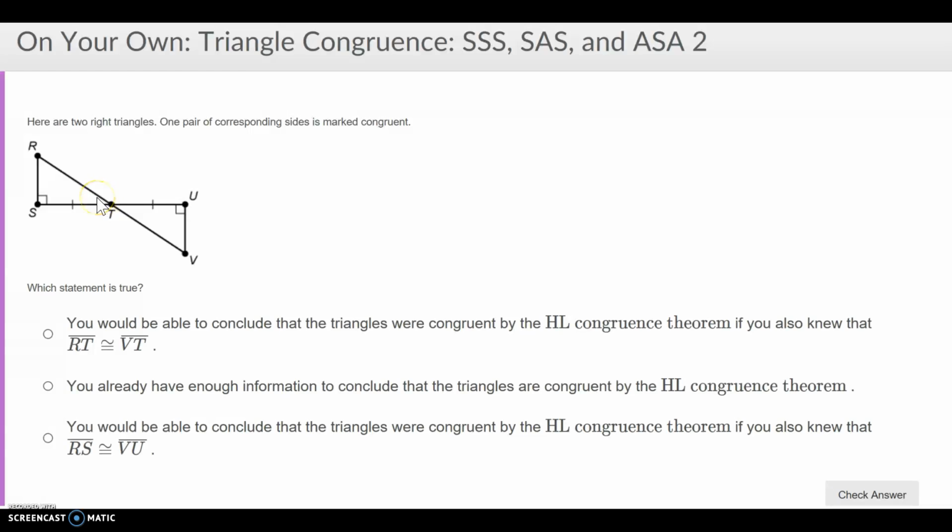So you would know, you can see that this is a right angle, okay? And we know that these angles are congruent. But to do hypotenuse leg, remember we need the hypotenuse, which is across from the right angle. And we do not have the right angle. The hypotenuse is VT and RT. So we could conclude that if we knew that those were congruent. We actually do, because if those are congruent, they are. But that's what we're looking for.